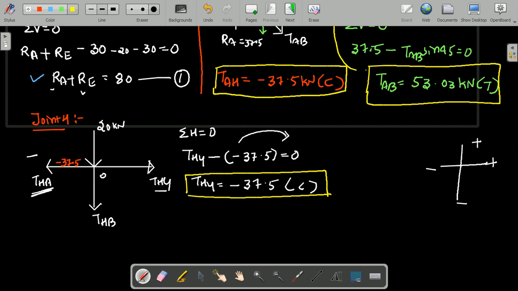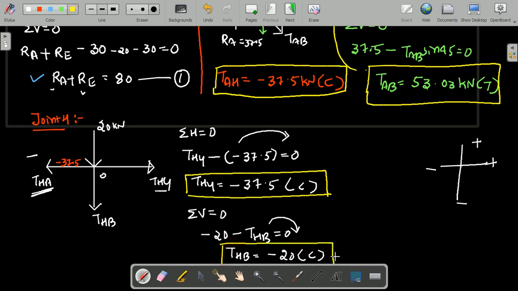Another equilibrium condition, summation of vertical force. Two vertical forces are there: 20 kilonewton coming downward, minus 20, and THB is also moving downward, minus THB is equal to 0. If you take THB on this side, again THB is equal to minus 20, and the negative sign indicates the force is in compression. Clear? So joint H is over.